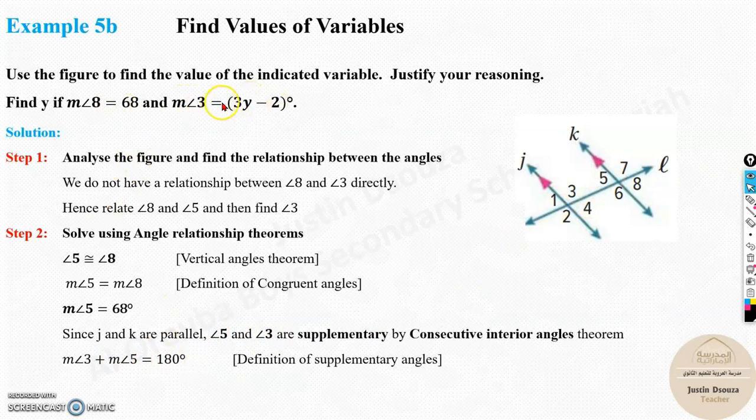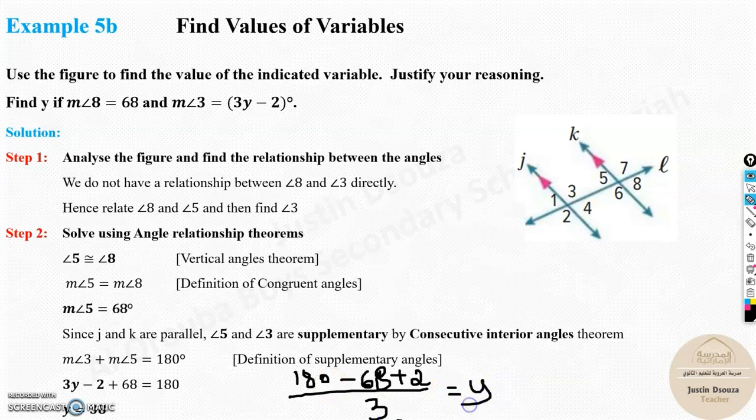So substitute. What is angle 3? 3y minus 2. And what is angle 5? It is 68. Solve this. Take this entire thing to the other side and then divide by 3. You will get the answer 38. You can directly solve it in the calculator. Otherwise, if you want the steps, it's 180 minus 68 plus 2. When you solve this, you will get one answer and then divide the entire term by 3 equals y. So this is the final answer. You will get 38.